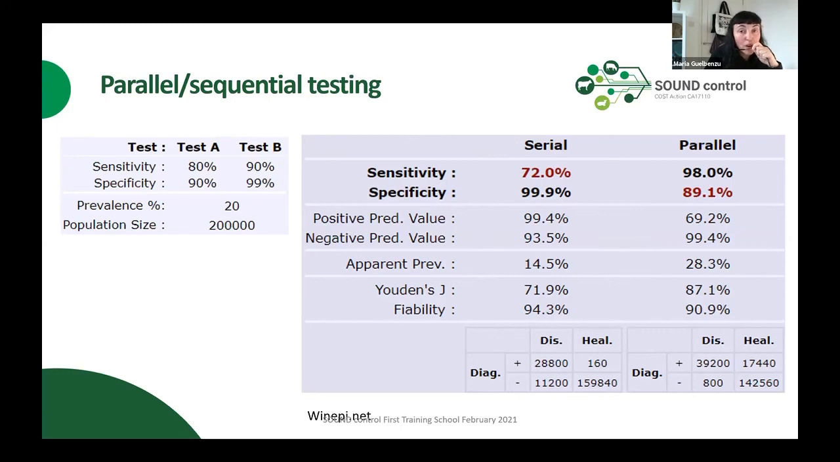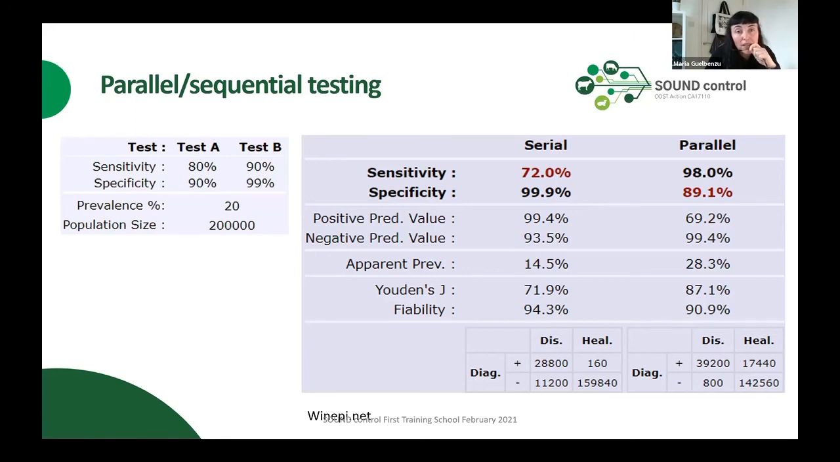So what we see is that when we apply them in serial, one after the other, we see how the sensitivity reduces, but the specificity increases. And when we apply them in parallel, we have a higher sensitivity, but a lower specificity. And you can see also the effect that it has on the positive predictive value and the negative predictive value. So again, you can find those in WinEpi, and you can play around with those to get also an understanding.